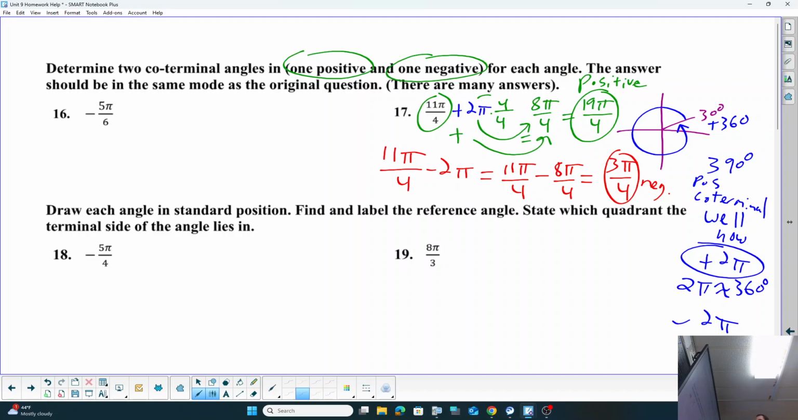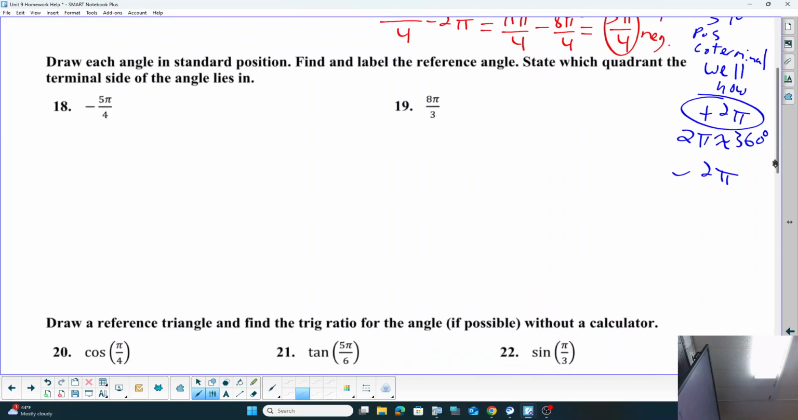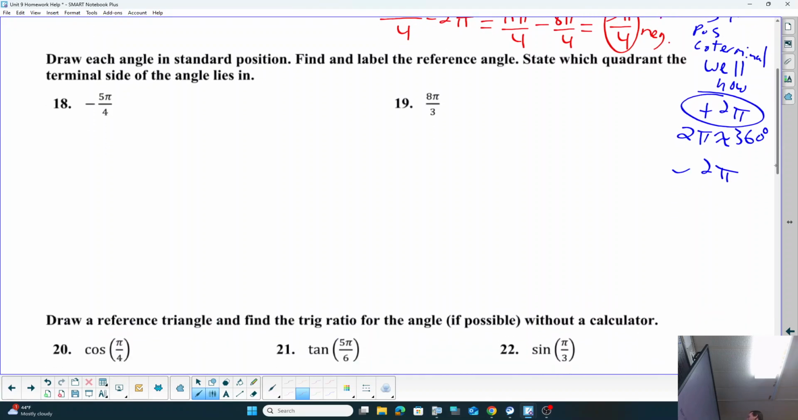So you try with number 16 now. You try with number 16. Draw each angle in standard position. Find the reference angle. State which quadrant the terminal side lies in. Okay, so then we're going to go to draw like that.